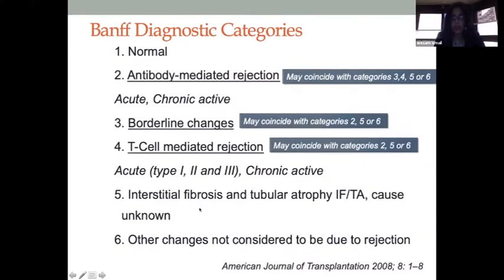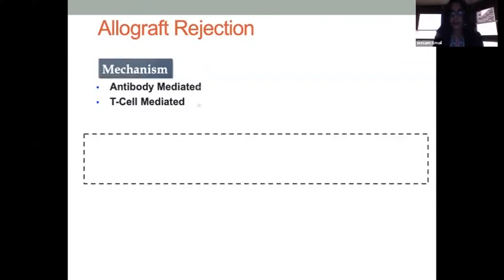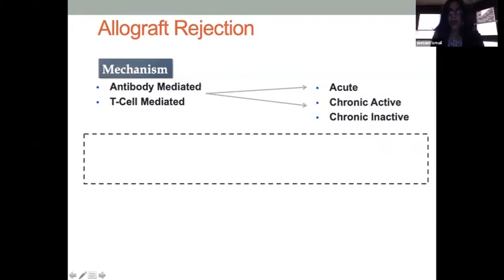And then you have category 5, which is interstitial fibrosis and tubular atrophy, what we call IFTA. And then we have category 6, which I'm going to show you has changed into the category of polyomavirus nephropathy. But more or less, the diagnostic categories remain the same. So according to this classification, we classify allograft rejection into 2 major mechanisms, antibody-mediated and T-cell mediated. And each of them is reclassified into acute, chronic active, or chronic inactive rejection.